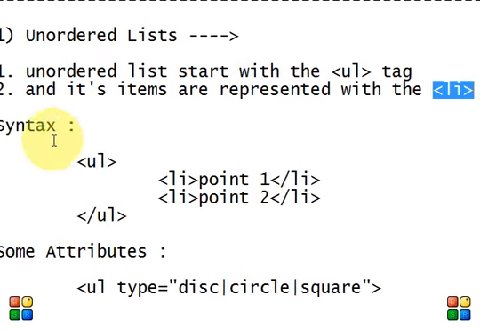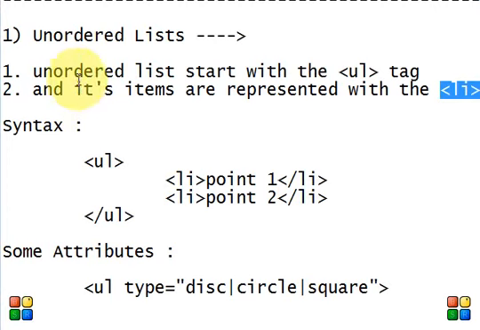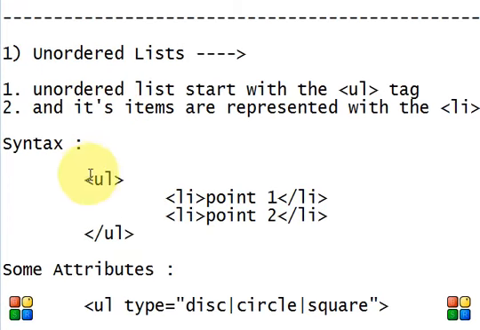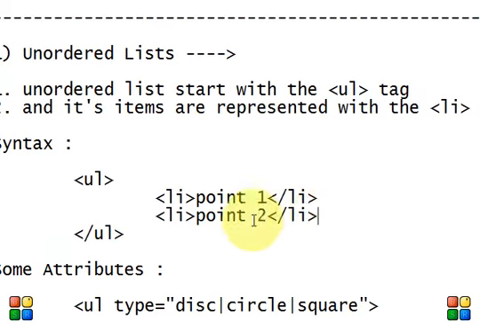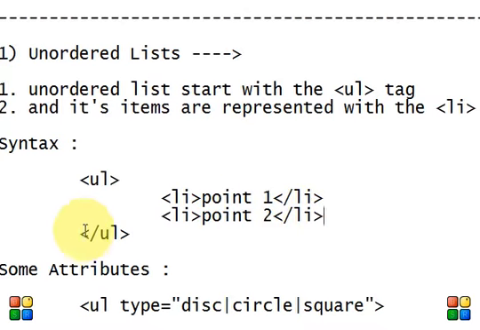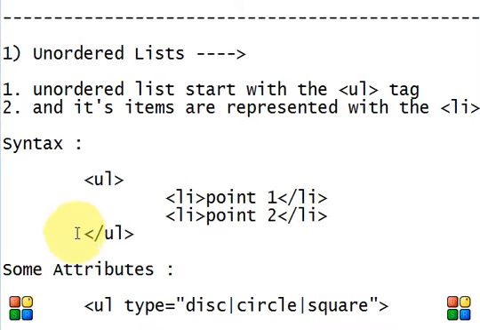When we use an unordered list, the syntax will be like this: in the opening UL you have to include the items, that is, this is a first item, this is a second item, and you can include another item as per your requirement. Just do not forget to close your unordered list, that is UL.